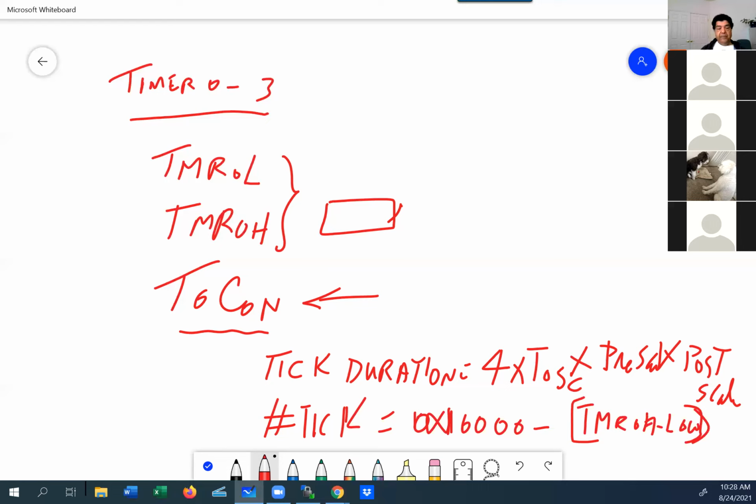So you're going to have some question on setting a timer. Either they give you the values and ask how long is the tick, how long is the duration, how many ticks will happen, or the reverse: they say I want to set up this timer to give me a tick duration of this amount and a number of ticks for this amount of delay, and you have to configure it. It goes one way or the other.